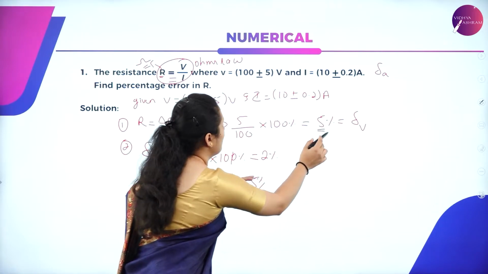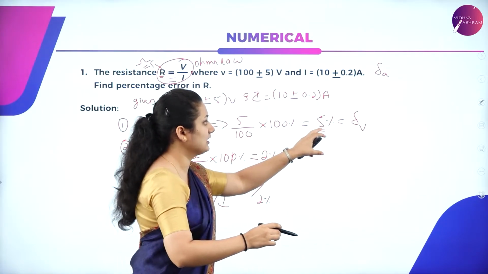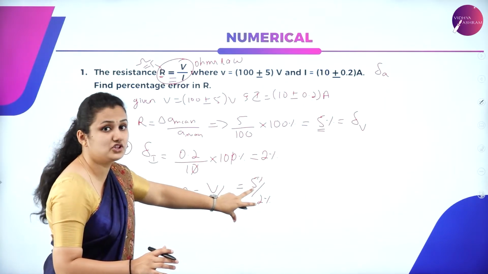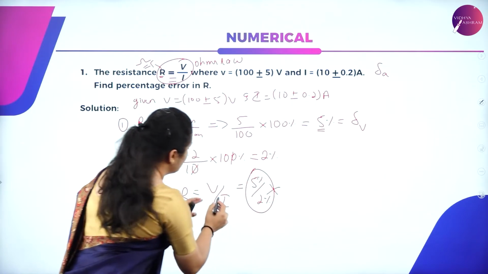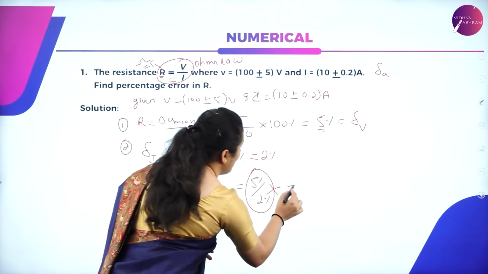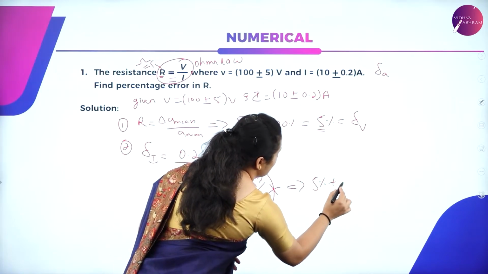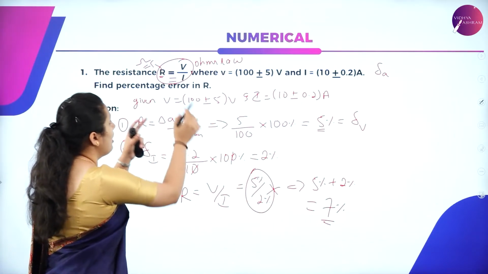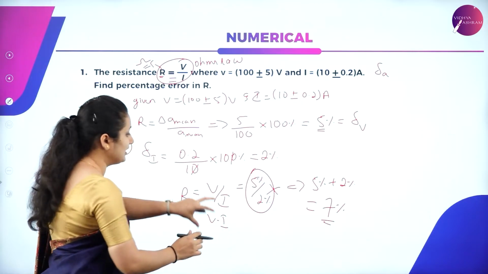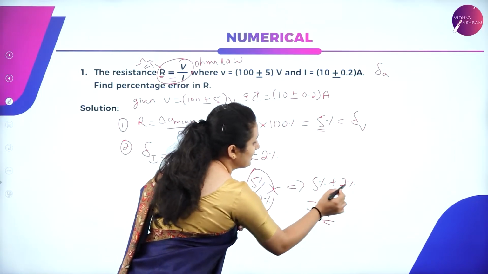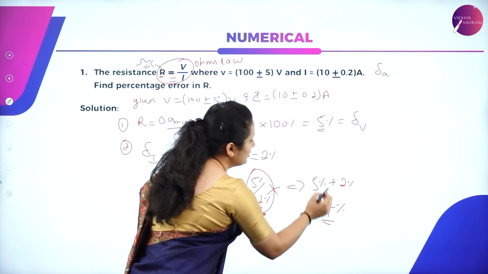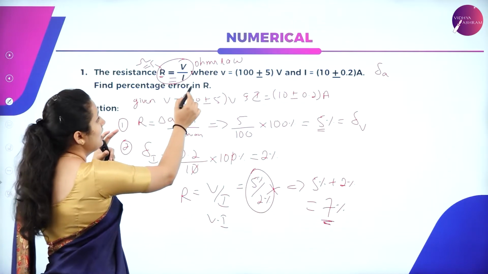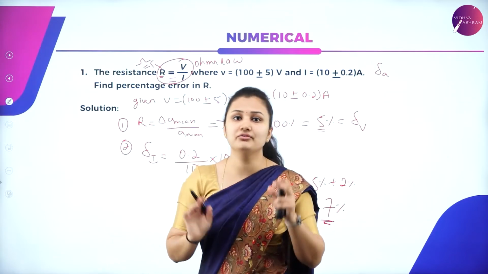The relative error which you get at the end will be the sum of the errors in the two individual quantities. So, 5 by 2 is wrong. When it is division or multiplication, I should write 5% plus 2%, which will give me 7%. Whether you divide or multiply, the relative error will be the sum of the errors in the two individual quantities. Resistance has 7% error.